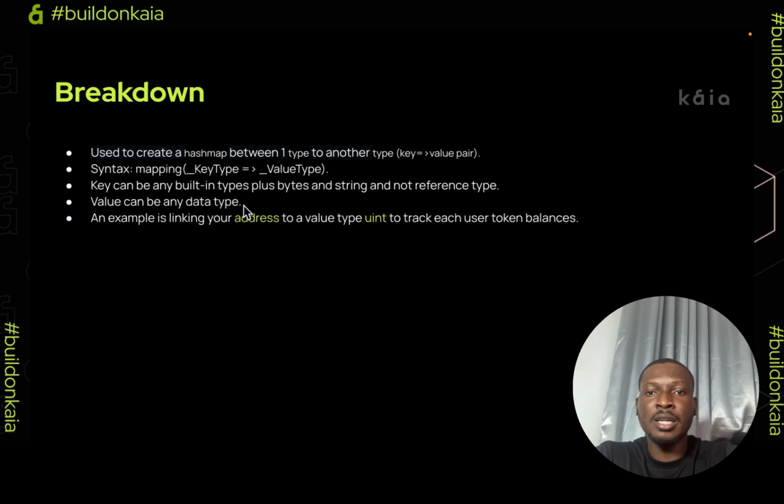So when we take a look at mapping, we'll also be looking at nested mappings, right? A practical example is linking your address to a uint value type to track each user's token balances. Another example, like I mentioned previously, is linking your address to a reference type of struct, to track each user's to-do items, whether they have completed their to-do task or not. I hope that makes sense. All right, so let's head over to Remix IDE to take a practical look at some of these explanations.